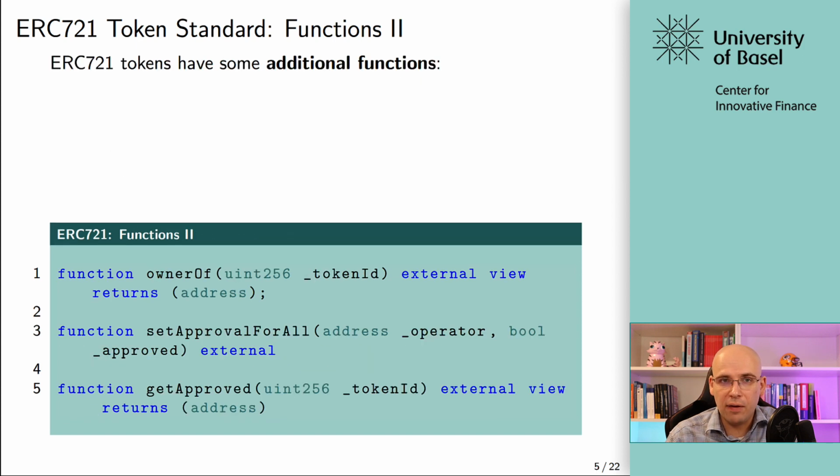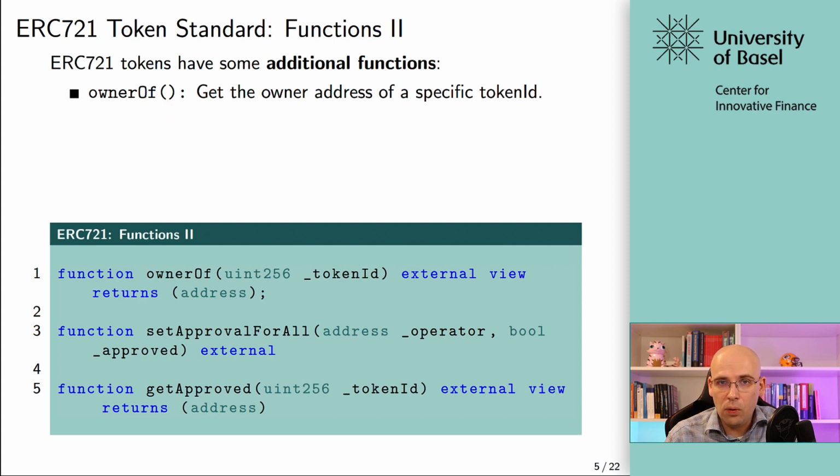But much more exciting are the things that are new, so some additional functions. And the first one is ownerOf. With ownerOf, the idea is you get the owner of a specific token ID. So the function argument is the token ID, an unsigned integer, and it simply returns an address which happens to be the owner of that specific token.